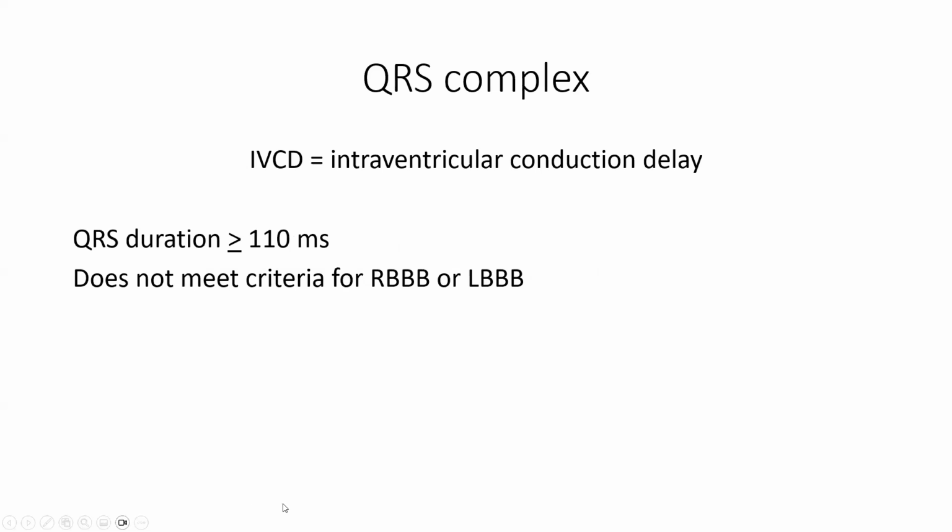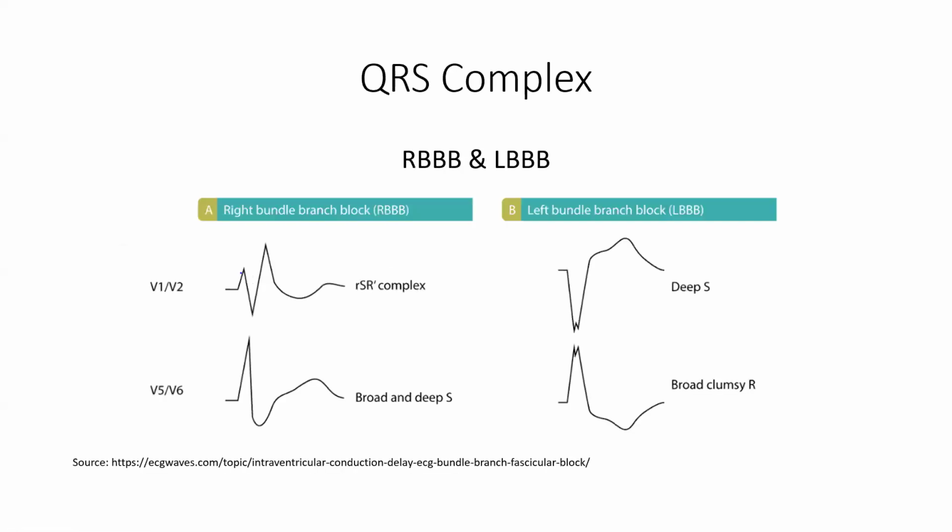So intraventricular conduction delay is a somewhat wide QRS with a duration of greater or equal to 110 milliseconds, but it doesn't otherwise meet criteria for a bundle branch block. Generally, patients are asymptomatic with that.